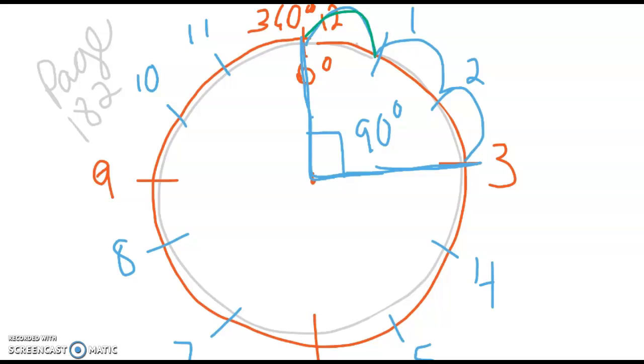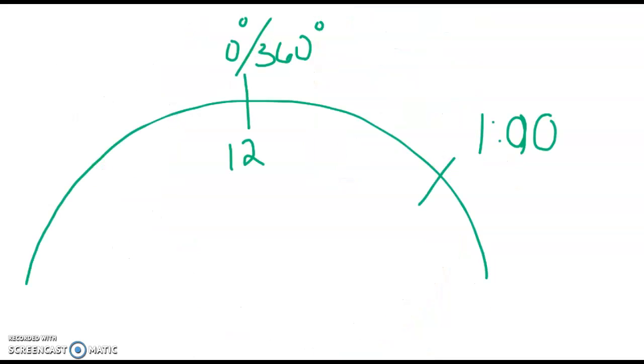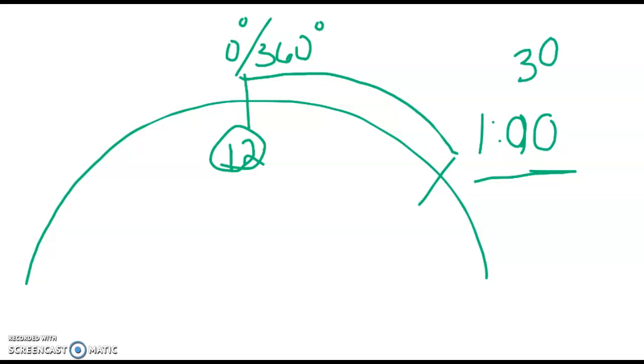If I do 90 degrees in 1, 2, 3 hops, then how many degrees is it from 12 to 1? Well, it's 30 degrees. So, if I kind of zoom in on this clock here and see that this is my 12 o'clock, and here's my 1 o'clock, and I know that from 12 o'clock to 1 o'clock, you all said was 30 degrees.